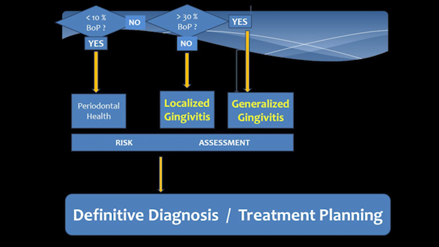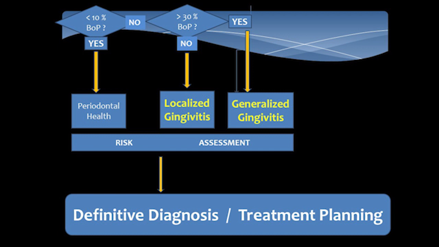If after taking the history, extraoral examination and intraoral examination, evidence of periodontitis is there, basic periodontal examination, and code 3 or 4 is there, if we say yes, then we check for more than 30% of bone loss and bleeding on probing. If this is no, then we will consider this as localized gingivitis. Again, we will check the risk factors or risk assessment, then we will go for the definitive diagnosis and treatment planning. So this is for this condition.